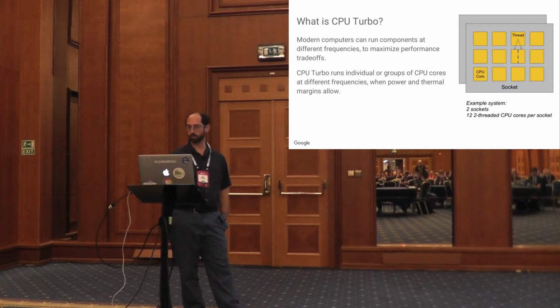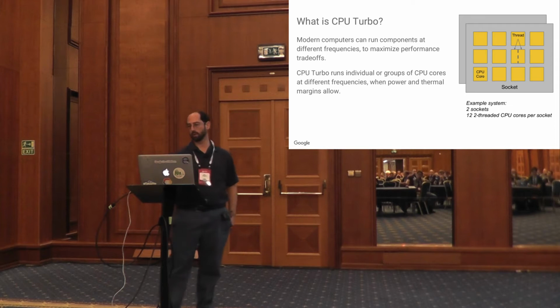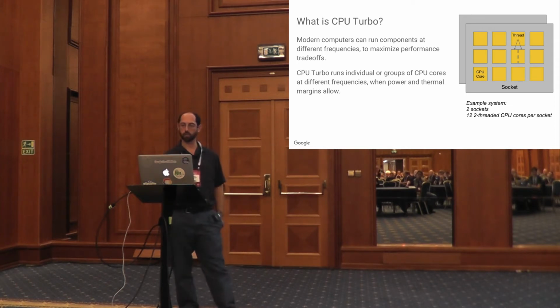If we look at this picture here, it's an abstracted 2-socket machine, 12 cores per socket, and each core has 2 threads. The sockets are moderately independent in terms of their power controls. Each thread in the same core is tied together on frequency, and sometimes the cores are sharing frequency islands and sometimes they don't. It depends on the architecture, but in general I try to think about this as every CPU core might go at a different frequency.